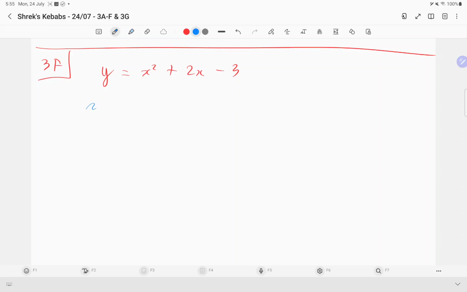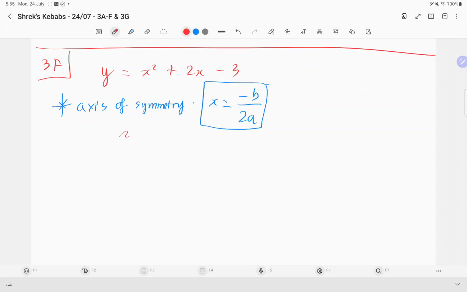Correct. The key information is the axis of symmetry. This is the most important one. The axis of symmetry formula is x equals minus b over 2a. You just have to remember this: minus b over 2a. In this case, the axis of symmetry would be what? x equals minus of 2 over 2 times 1, which is minus 1.